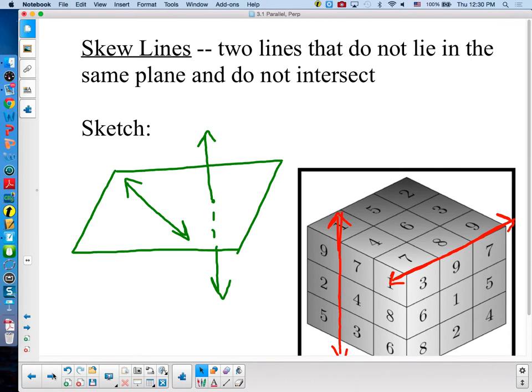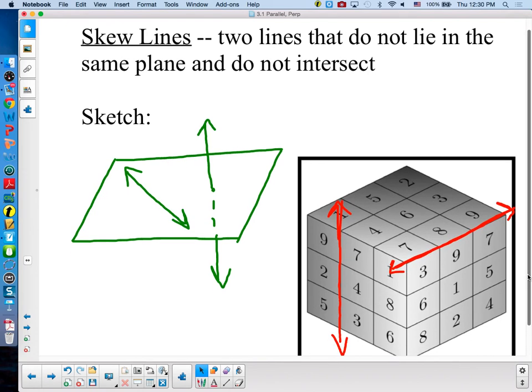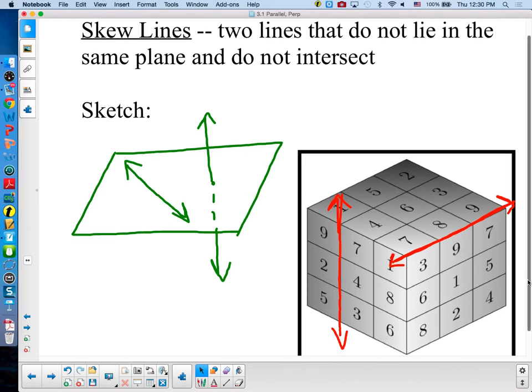And then a term that's probably not as familiar, skew. S-K-E-W. Skew lines are two lines that do not lie in the same plane and do not intersect. Parallel lines don't intersect either. Skew lines don't intersect. So what's the difference? One's in the same plane and another's not. Parallel lines are in the same plane, skew lines are not.